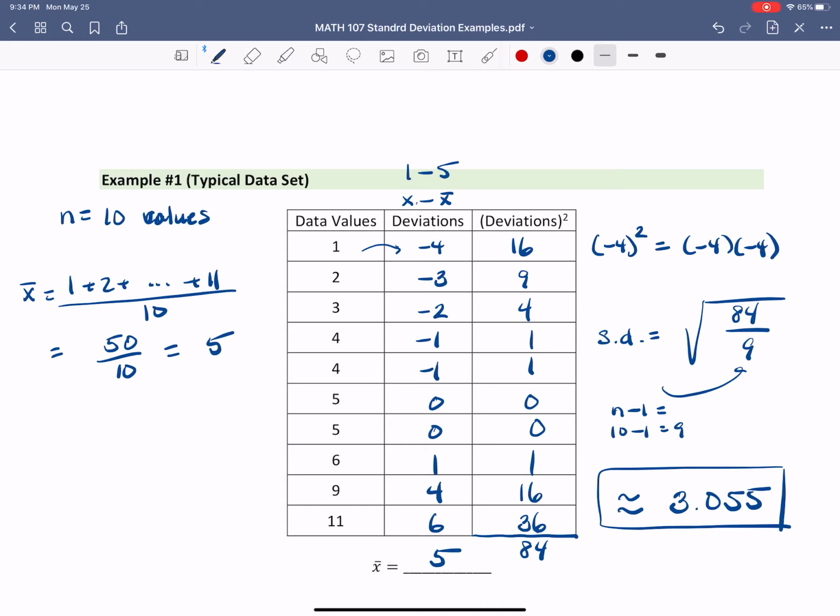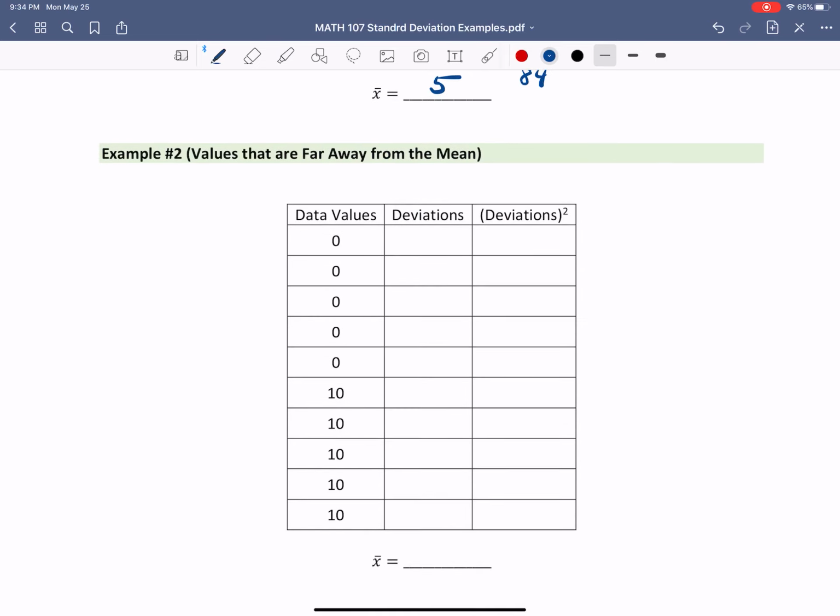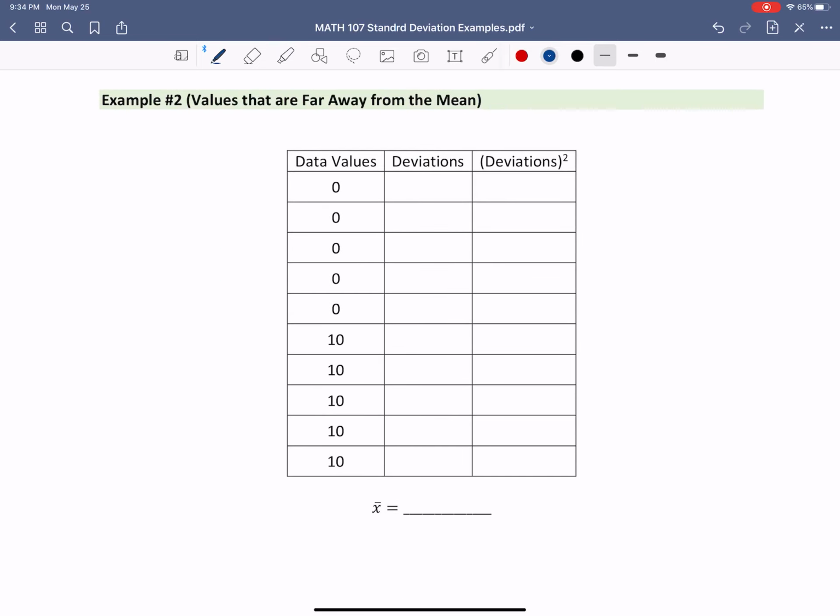Let's look at a second one just so we can get into the rhythm of it here. I think we're really starting to understand it here, hopefully. So here's another data set. Now this one is a little bit different in that we have basically two values. We have 0s and 10s, so it's kind of polarized, if you will. Now there's still 10 values, and I'm just going to tell you right now that the mean is 5. You can probably see that. If I were to add up all the values, I would get 50, and then 50 divided by 10 is 5. So that means, again, remember, we're subtracting the mean from every value.